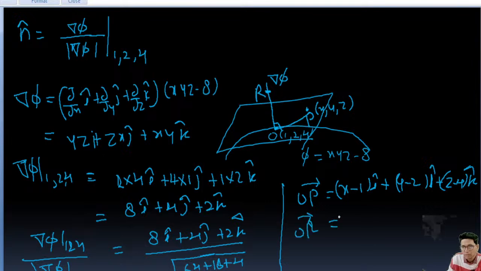OR vector is this one, 8 i cap plus 4 j cap plus 2 k cap. Okay, this is OR. So now clearly, because these are perpendicular to each other, it means the dot product is going to be 0. That means OP vector dot OR is going to be 0 because cos 90 is 0, right? So now we'll do the dot product.